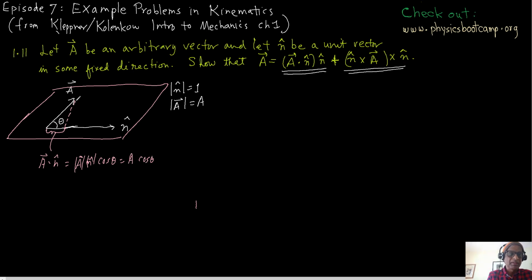Now this other part is A sine theta. If I had to do A cross n hat, its magnitude will be A times the magnitude of n hat times sine theta.